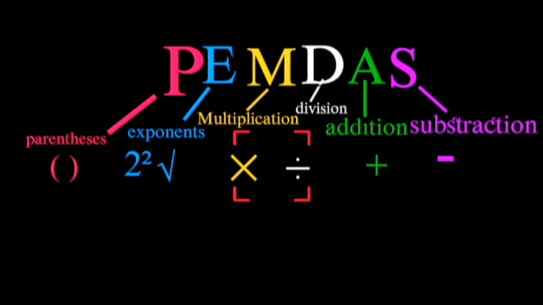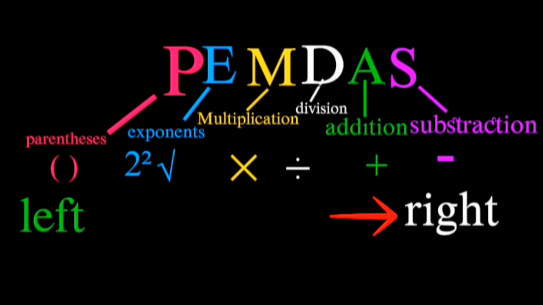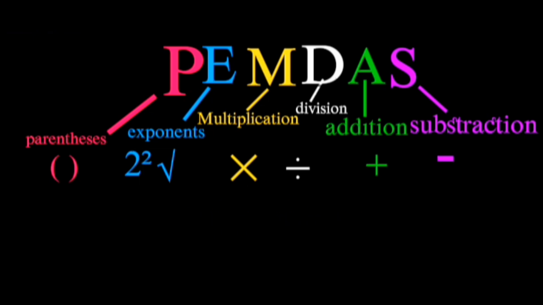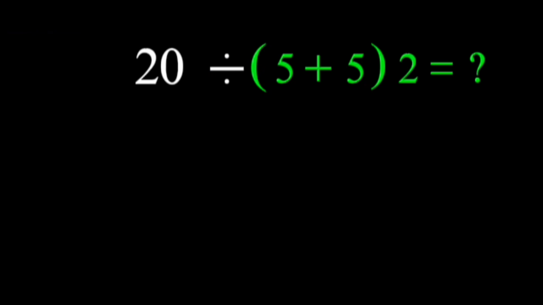Remember that multiplication and division have equal priority. In any expression that contains both multiplication and division, we move from left to right and perform whichever operation we encounter first. This rule also applies to addition and subtraction. Now, with these explanations, let's solve the question from the beginning of the video.